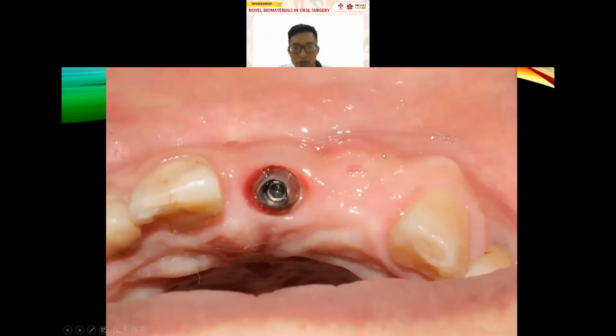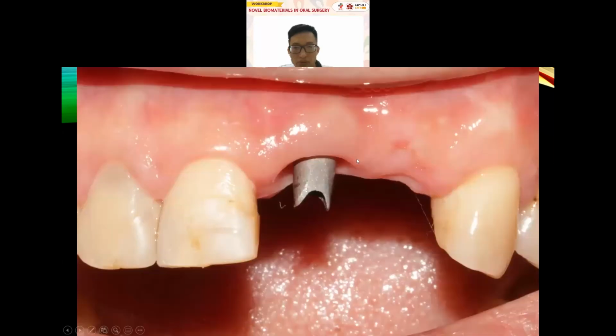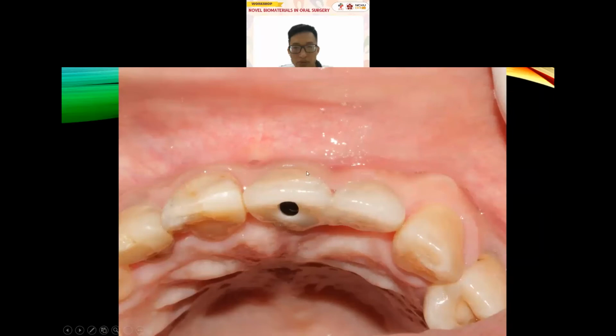And this is the result after 2 months. In the central incisor, I can maintain the emergence profile, and in the lateral one, I can increase the thickness of the soft tissue and deliver the final prosthetic for the patient, with the satisfaction of my patient.